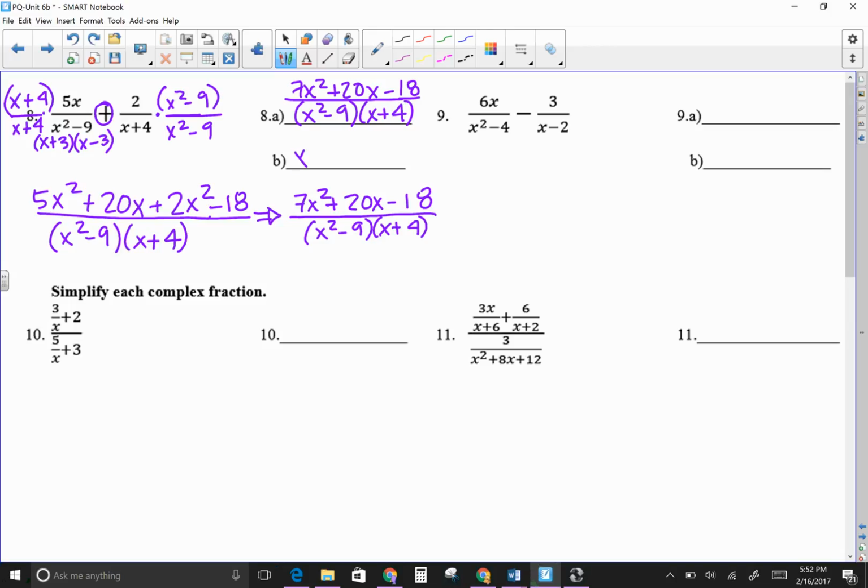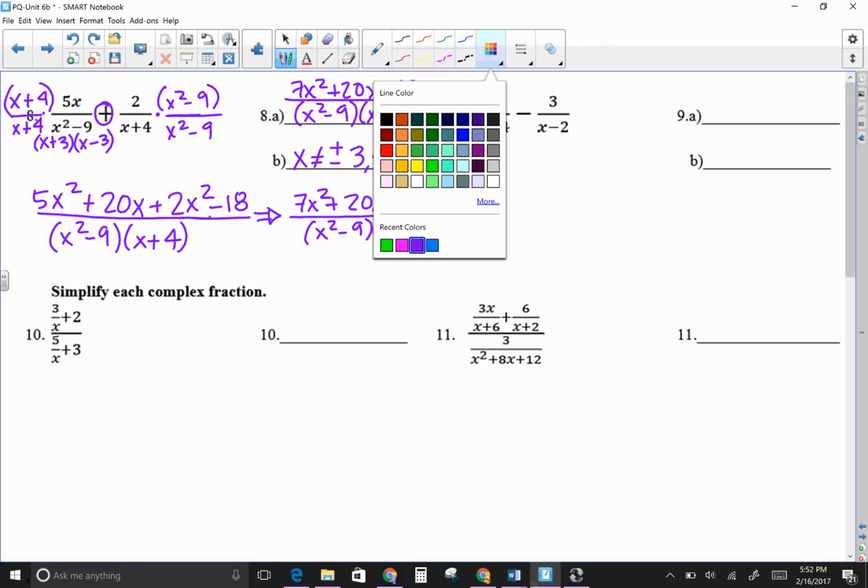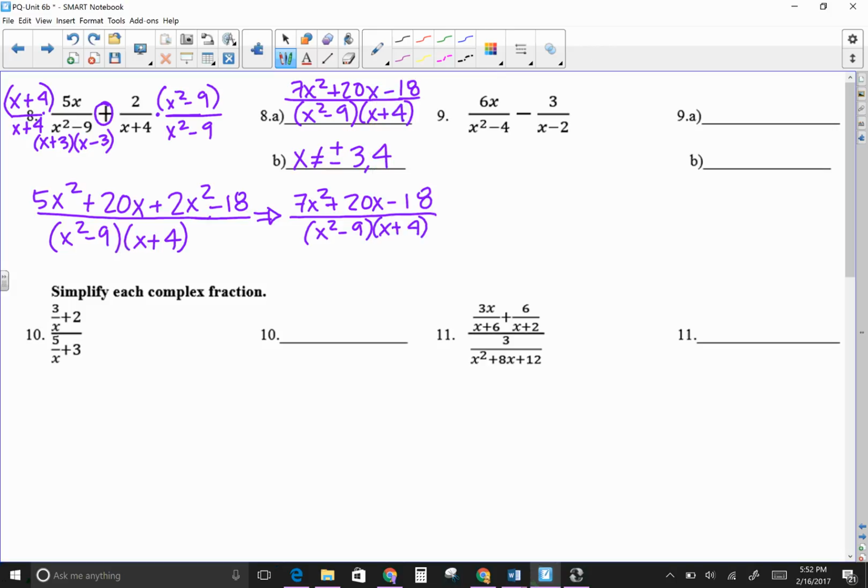Okay, what does x not equal? That's why you needed to factor this and see it. So x cannot be plus or minus 3, and x cannot be negative 4. So that's what we got. All right, on to the next one.